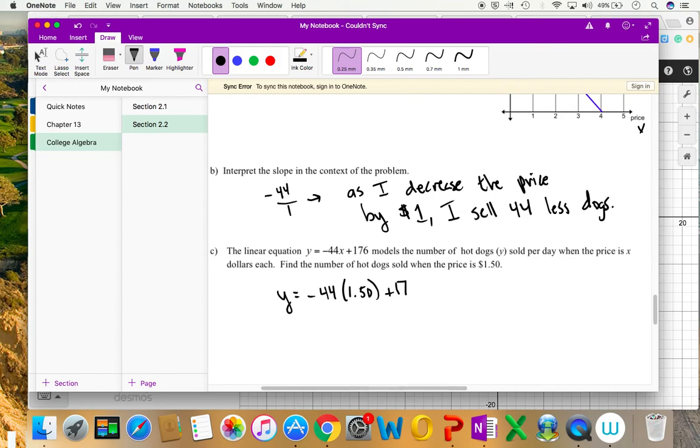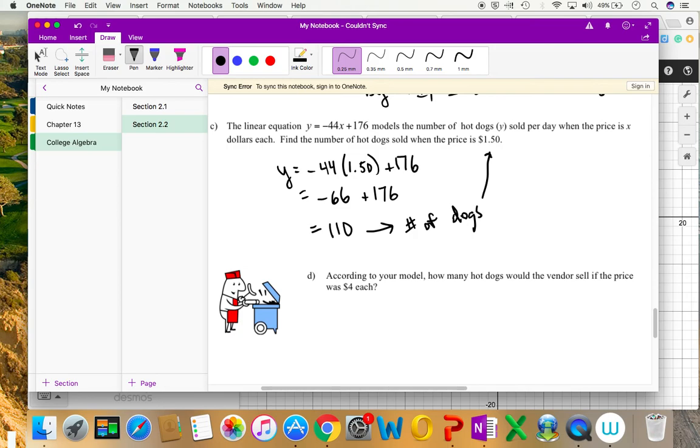plus 176. Negative 44 times 1.5. Well, negative 44 times 1 gives me negative 44. Negative 44 times 0.5 gives me negative 22. Add those together, and I get negative 66 plus 176. Negative 66 plus 176 will give me 110. So that is my final answer. That'll be the number of dogs I sell at a price of $1.50.